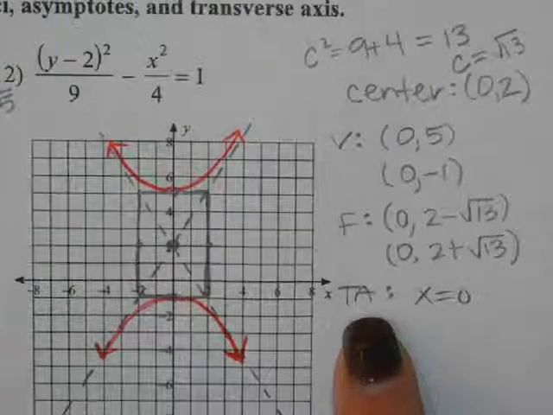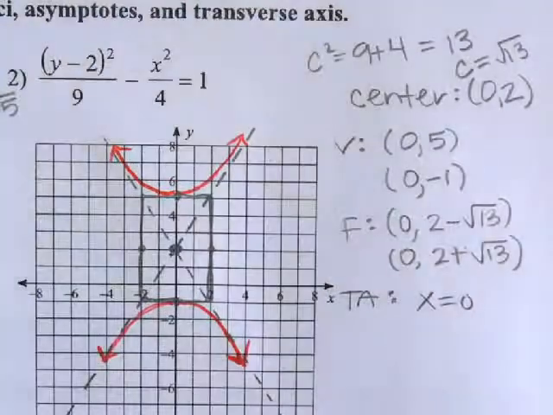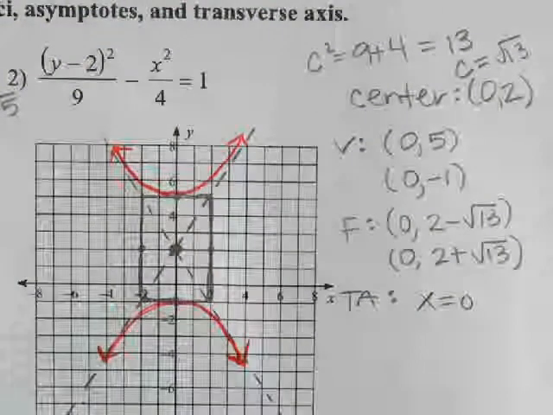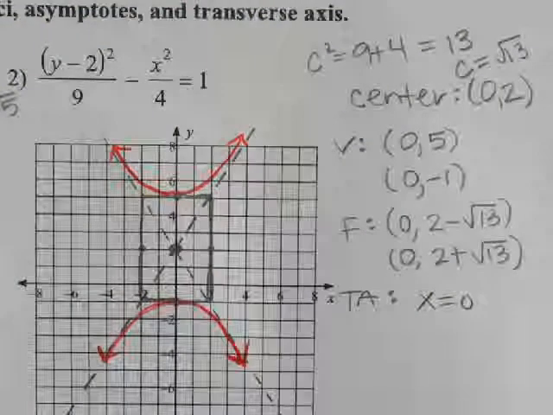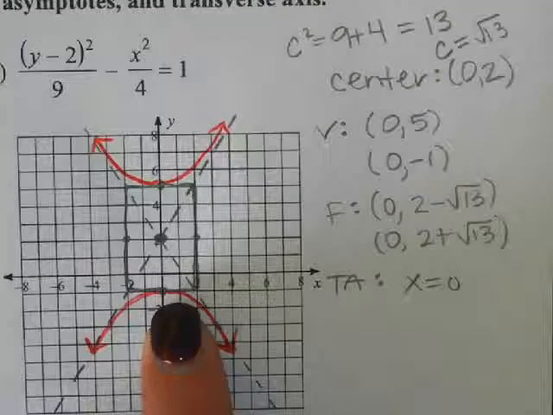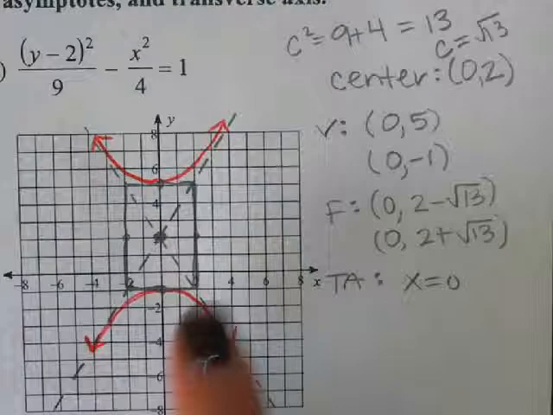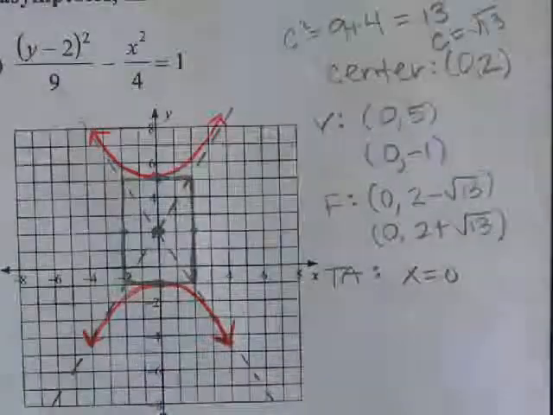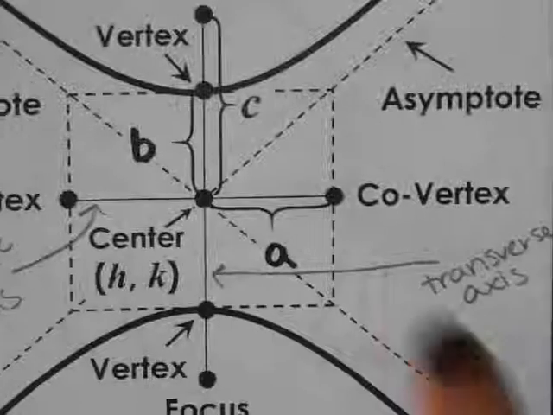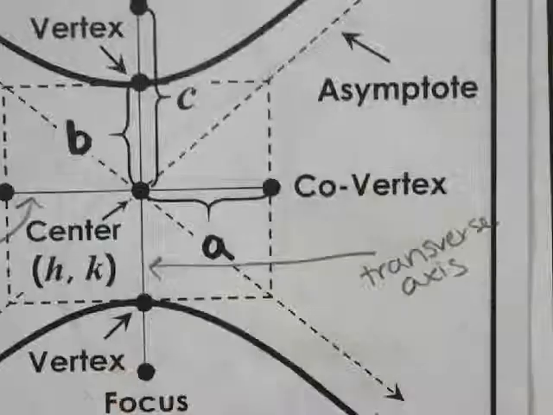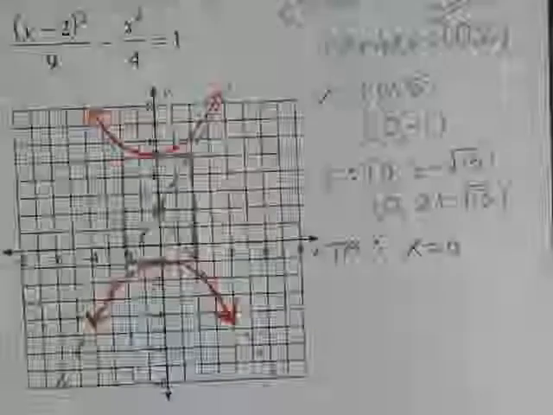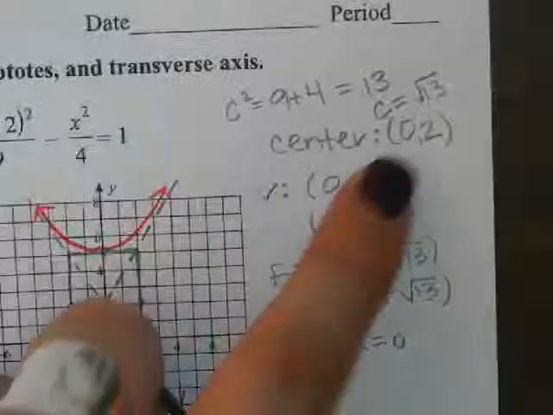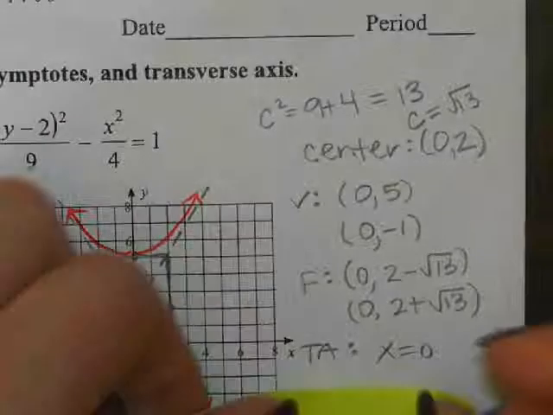Transverse axis. Okay, so now's when we need the extra paper because we're going to find those asymptotes. How did you find it? The transverse axis is the one that makes the parabola fold on top of itself. So if you look at your picture, we can see the transverse axis is this one. And since that's up and down, that's an x equals equation. And it went through the center, and so I just looked at the x coordinate of the center and got 0. All right, so asymptotes.